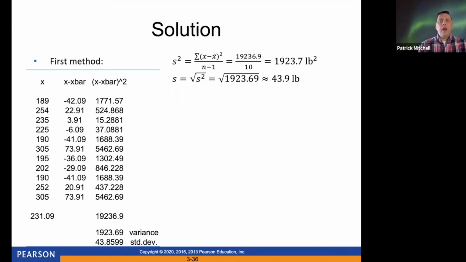Okay. Now, it says first method. I haven't shown you the second method yet, but we're getting to that. All right, so let's look at this. Here are all of my data values. So the first thing, hopefully, that you did after you wrote them down is you found the mean. And for the mean, I got 231.09.